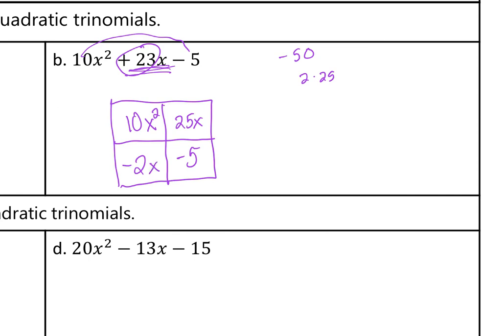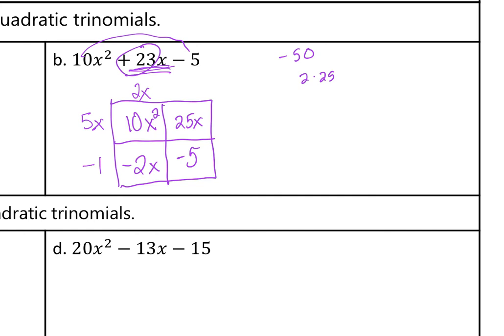So let's do our rows here. 10x squared and 25x have a 5x in common. Negative 2x and negative 5 don't have anything in common, but they're both negative, so I'm going to put negative 1. And then looking at my first column, 10x squared and negative 2x have a 2x in common. Notice that 2x and 5x make 10x squared, 2x and negative 1 make negative 2x, right? So we can Punnett square this and figure it out.